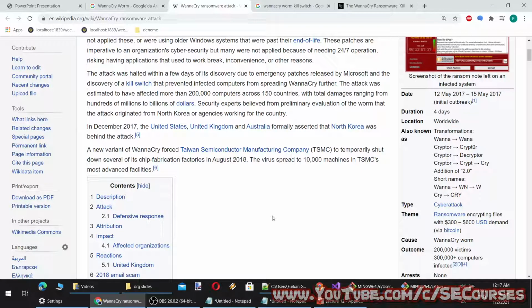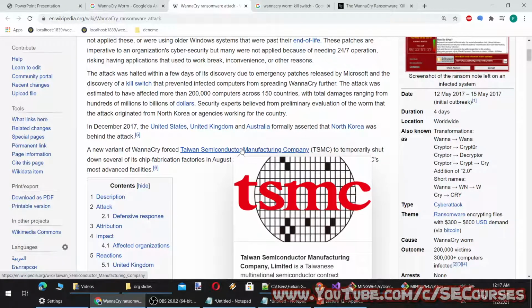In December 2017, the United States, United Kingdom and Australia formally asserted that North Korea was behind the attack. A new variant of Wannacry forced Taiwan Semiconductor Manufacturing Company, TSMC, to temporarily shut down several of its chip fabrication factories in August 2018. The virus spread to 10,000 machines in TSMC's most advanced facilities.